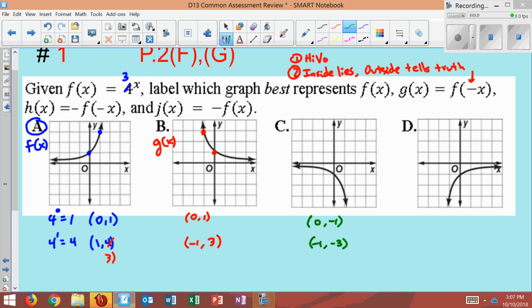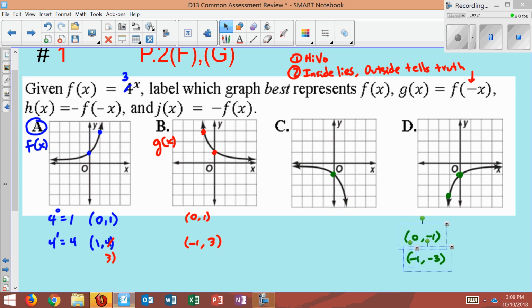Is this value (0, 1)? And is this (-1, -3)? Answer is it's not. So it's not that graph. It would actually be this one. That would be (0, -1), and then going left 1 and down 3, (-1, -3). It's here. So this would refer to D. And so D is the graph h of x.